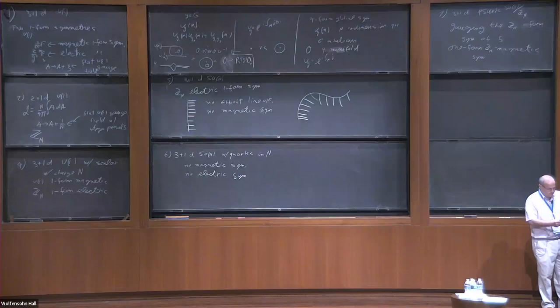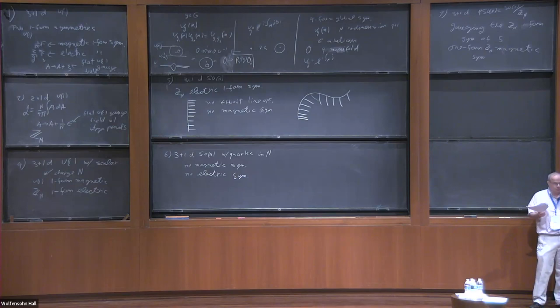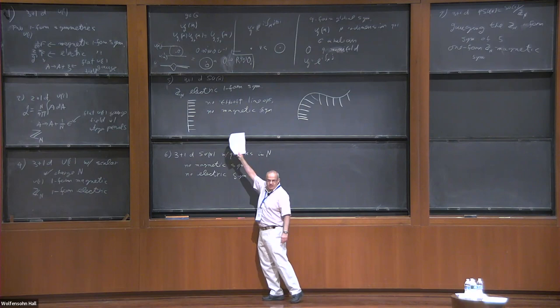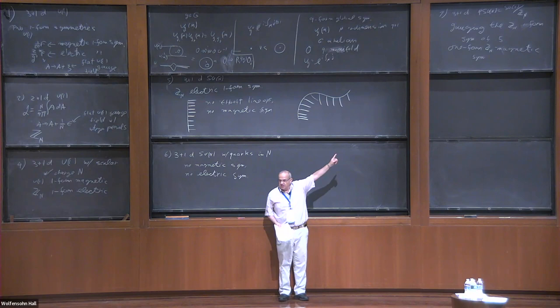So there's a magnetic flux. There are new operators, twisted operators, 't Hooft lines. In this case, I said that there are no 't Hooft lines because they have to be attached to a surface. But the same objects are now good line operators, and they carry charge under the magnetic symmetry.